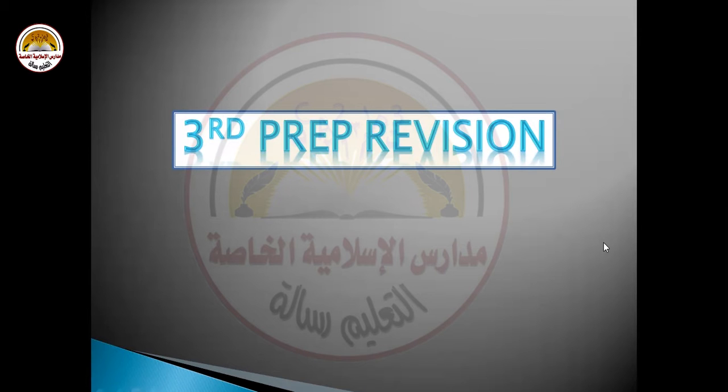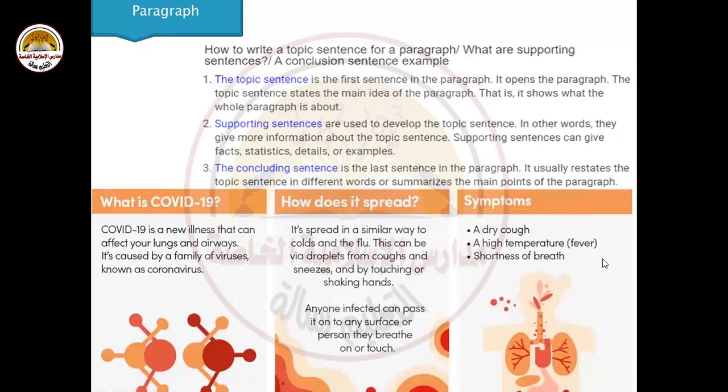Let's start directly with how to write a paragraph. How to write a topic sentence for a paragraph. What are supporting sentences or a concluding sentence example? Number one, let's say the topic sentence is the first sentence in the paragraph. It opens the paragraph. The topic sentence states the main idea of the paragraph that shows what the whole paragraph is about.